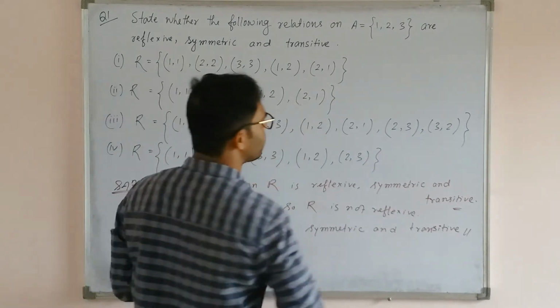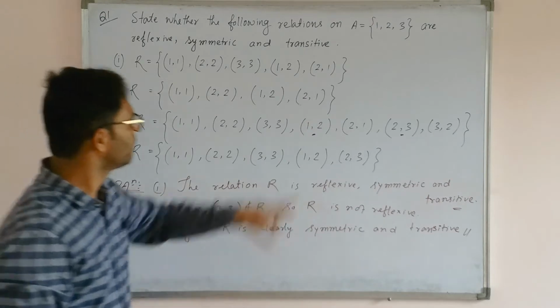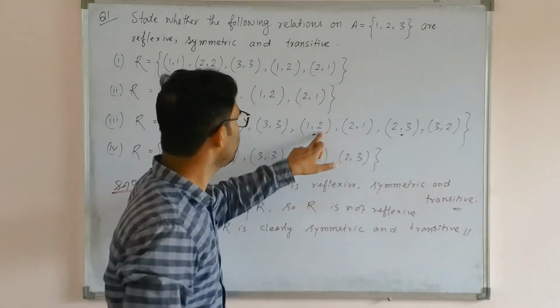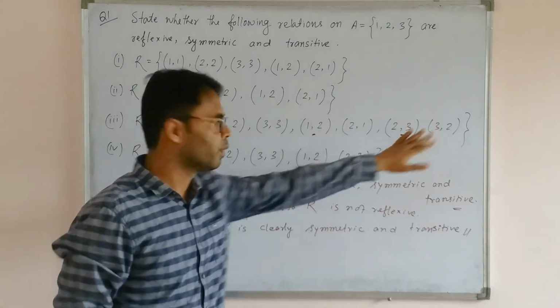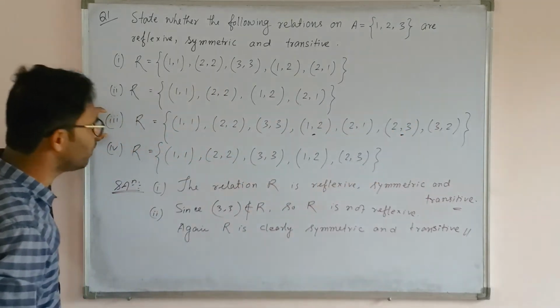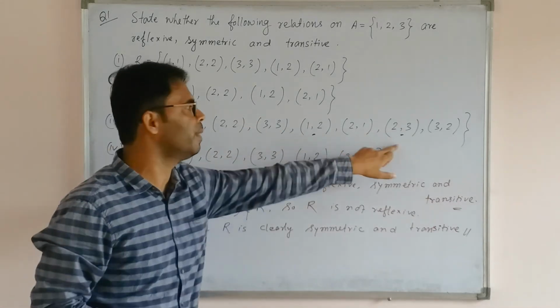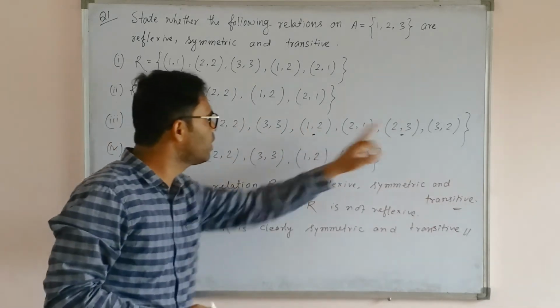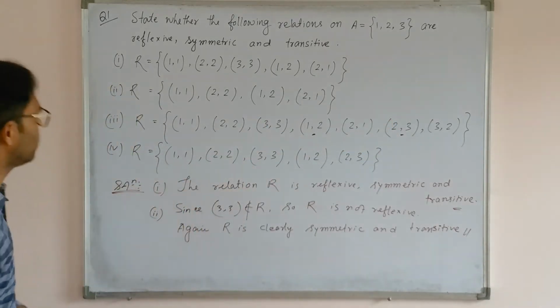But not so for all: if you take 1 2 and 2 3, and drop 2, then 1 3 is not in R. So this relation is reflexive, symmetric but not transitive, because these two elements are in R, but 1 3 is not in R, therefore it is not a transitive relation.